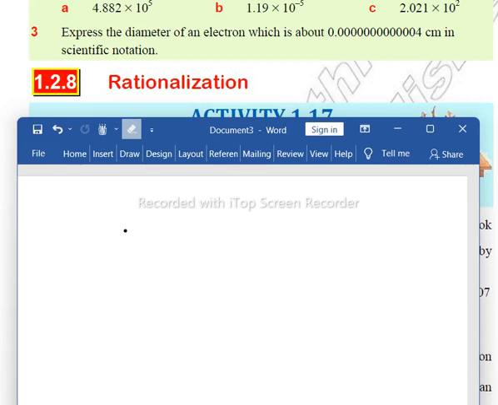Let us move to question number 3. Question number 3 says: express the diameter of an electron, which is about this many centimeters, in scientific notation. This is also a very simple question. How much do we have? 0, 1, 2, 3, 4, 5, 6, 7, 8, 9, 10, 11, 12, 13. We have negative 13 as the power of this number.